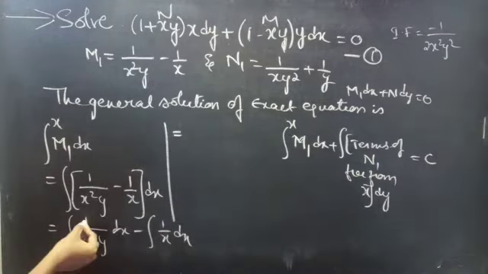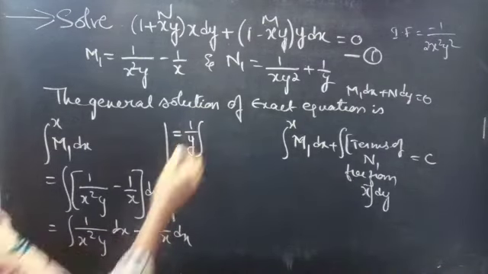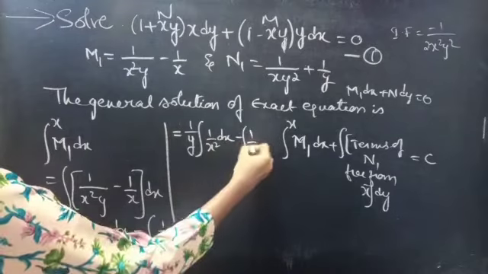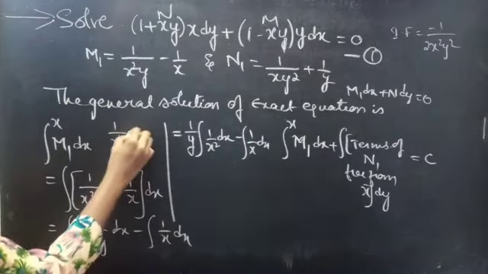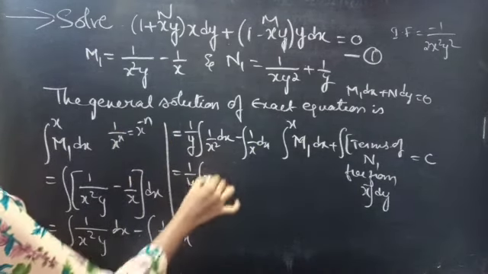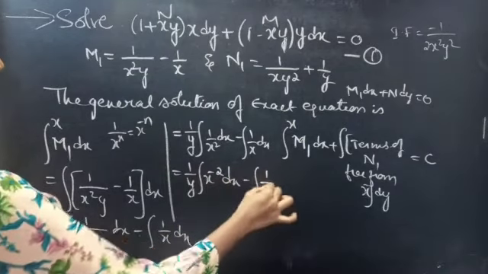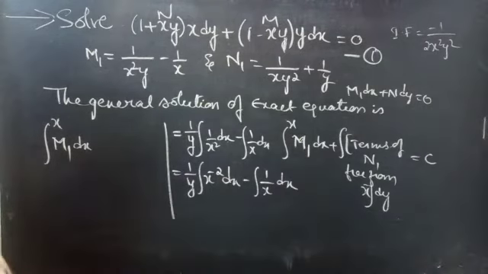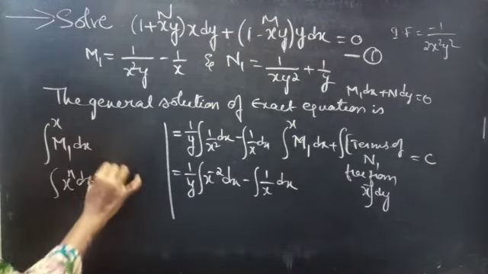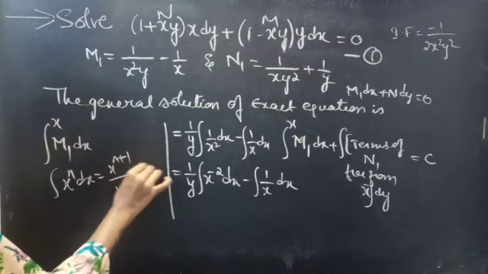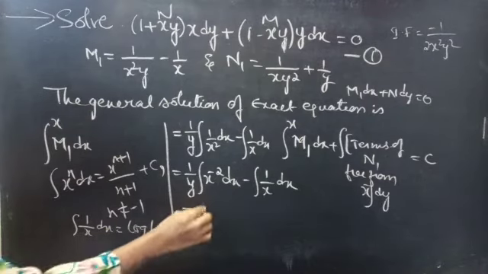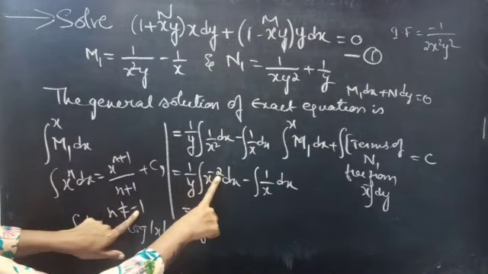which is equal to, since 1 by y is constant, you can write the constant outside the first integral, 1 by y into integral 1 by x square dx minus integral 1 by x dx. Since we know that 1 by x power n equals x power minus n, you can write 1 by x square as x power minus 2 dx minus integral 1 by x dx. We know that integral x power n dx equals x power n plus 1 by n plus 1 plus integral constant c for n not equal to minus 1, and integral 1 by x dx equals log mod x plus integral constant, right? So for n equals minus 2, which is not equal to minus 1, we can apply this formula.